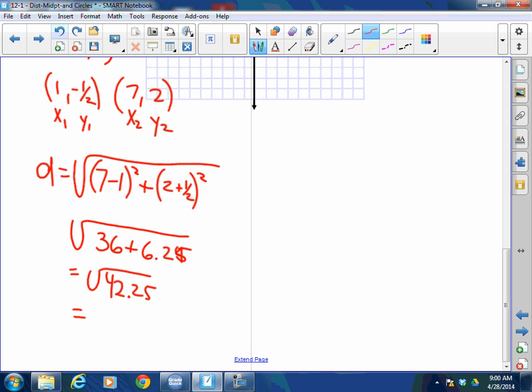Are you just guessing, or are you using a calculator for this? Can you use a calculator for me, please? 6.5. Perfect. So that's my radius.